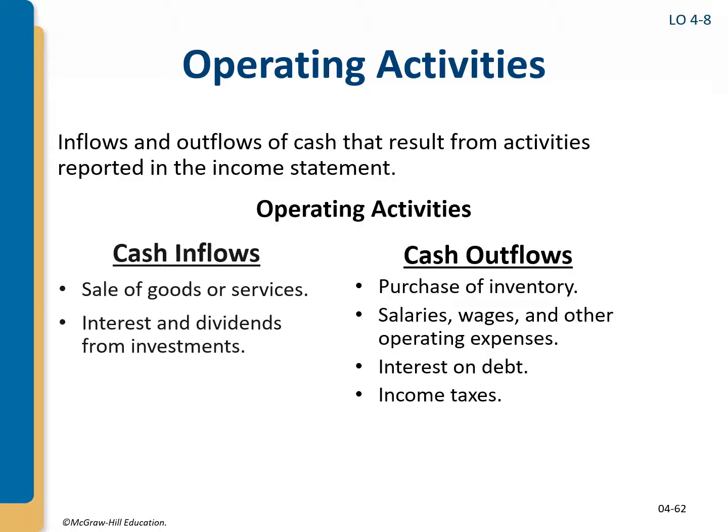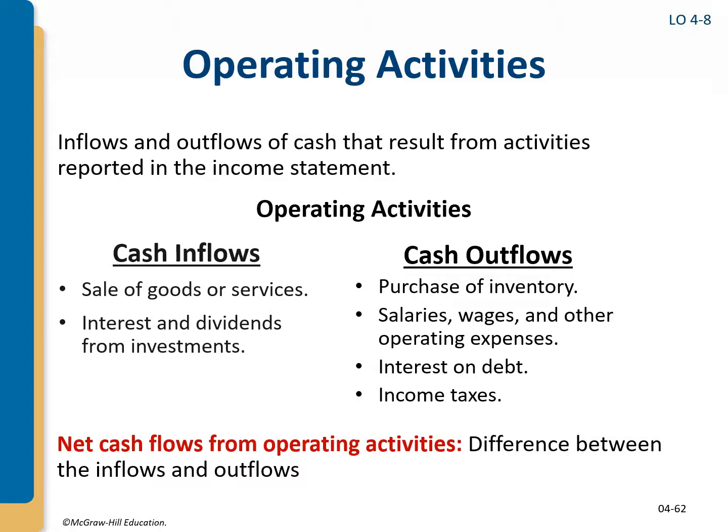So our major inflows are the cash we get from selling our goods and the cash we get from interest and dividends from our investments. The cash outflows from our operating activities are buying inventory, paying salaries and other operating expenses, paying interest on debt, and paying income taxes. When we net those two together, it gives us our net cash flow from operating activities, whether it be positive or negative. It doesn't always have to be positive, sometimes it's negative.